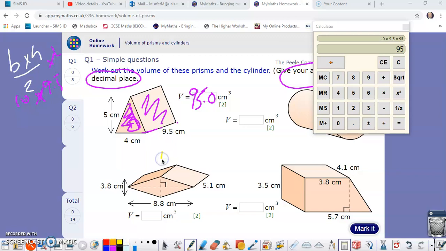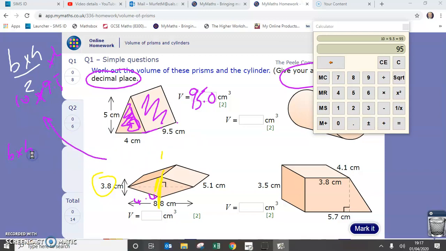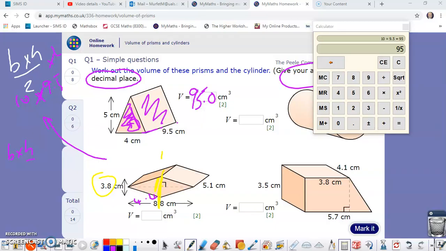I'm going to come down to the bottom one just down here. Now, I'm just going to draw a line straight down the middle of that. If we cut that in half, you can see I've got another triangular prism. If we spun that around, we've got the base here being 3.8. I've got half of the length, so half of that length is 4.4. And remember, I'm using the same formula as we did for the one up here. So base times height divided by 2 times the length, and that would be 5.1.